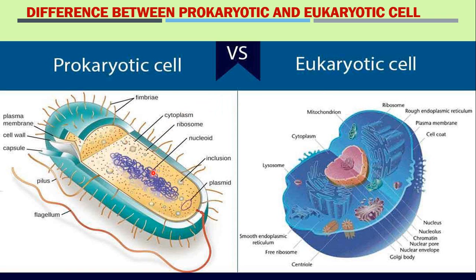Examples of prokaryotic cells are bacteria and some microorganisms which can't be seen with the naked eye because they are unicellular. Examples of eukaryotes are all the other organisms which can be seen with the naked eye, from the smallest plant or organism to humans or other animals.